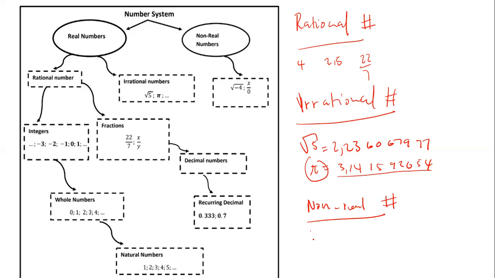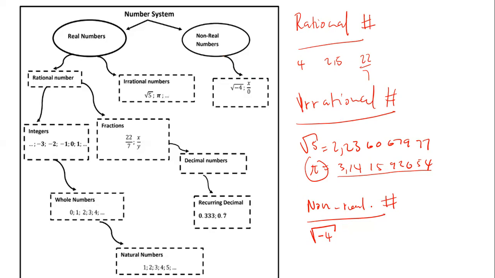For an example, when you take your root sign on your calculator and under the root sign, you insert a negative number, I really do not care whether it's negative 1, negative 2, negative 3, negative 1.4, as long as you have a negative number under your root sign, it's going to give you a math error on your calculator. So what does that mean? That simply means that the root of a negative number is a non-real number. It doesn't exist at all. This is an example of a non-real number.